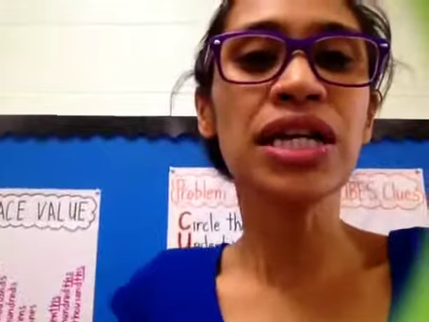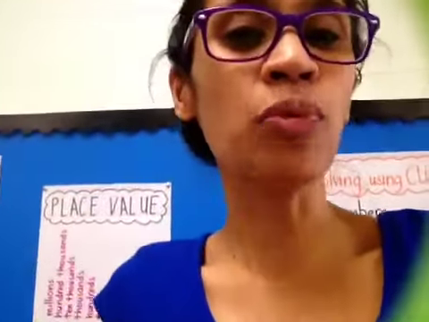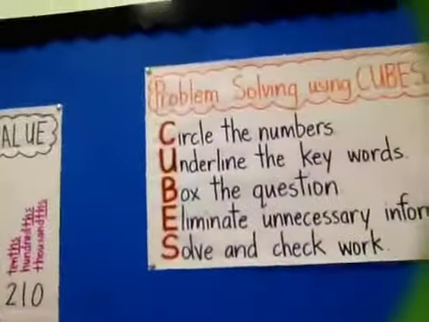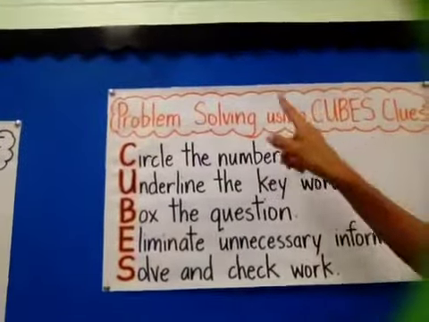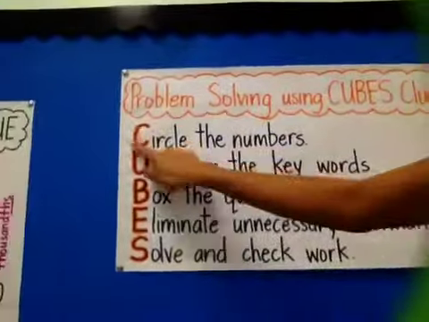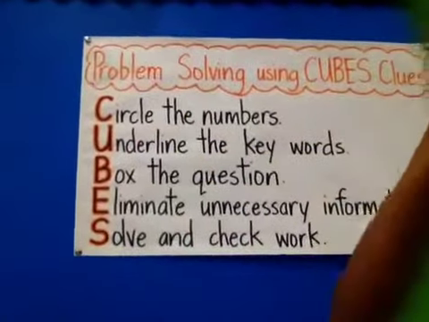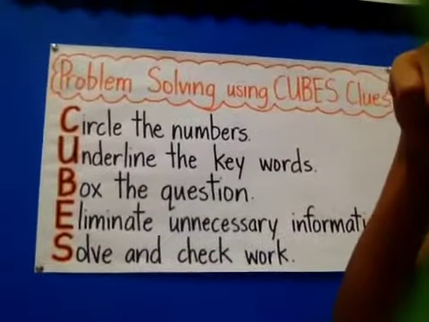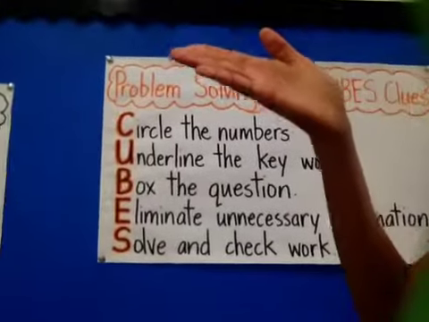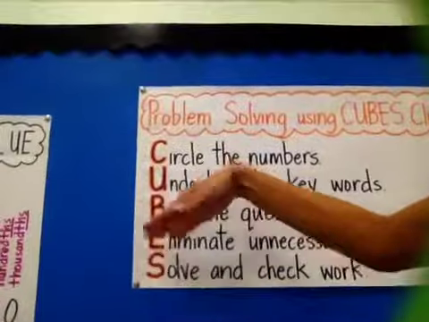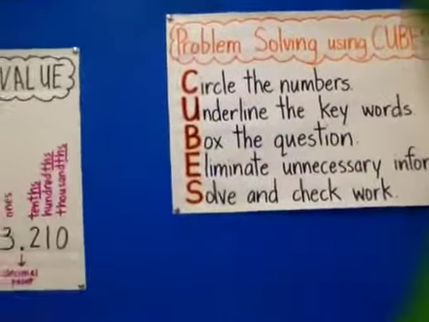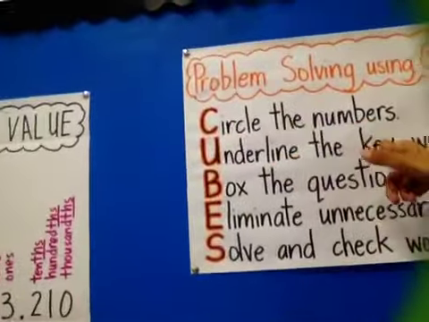So Cubes Clues is a way that I've shown the kids, and I'm going to show you how, to help you solve word problems. Cubes Clues, problem solving using Cubes Clues. I call them Cubes Clues because you're going to take each letter. This is a mnemonic, which is like a shortcut. It has the first letter of a word, and then you come up with something for each letter to help you remember. So when you say the word cubes, you know what to do.